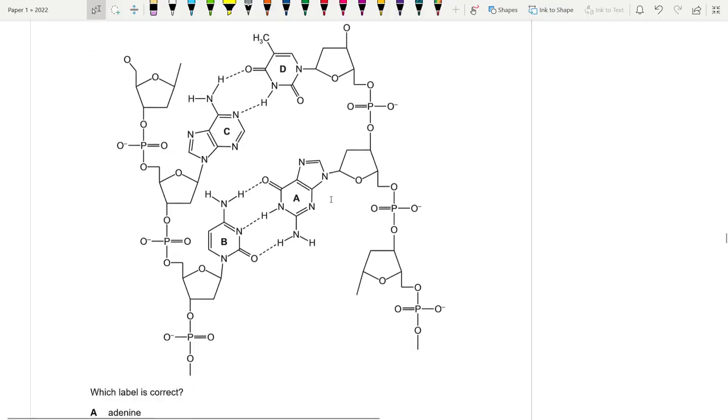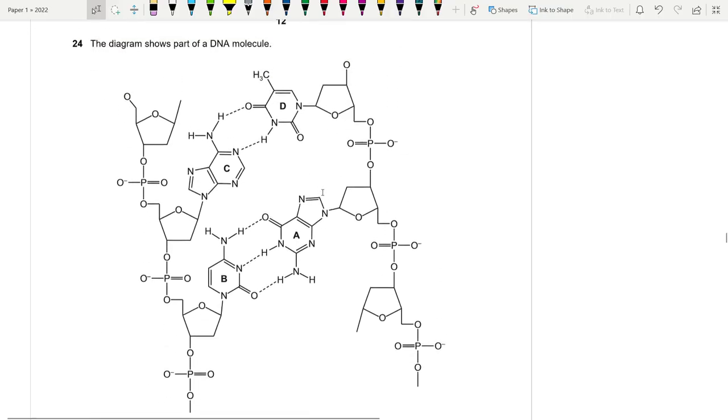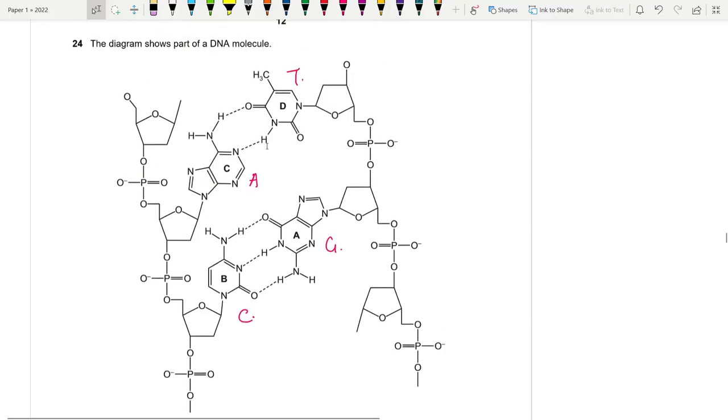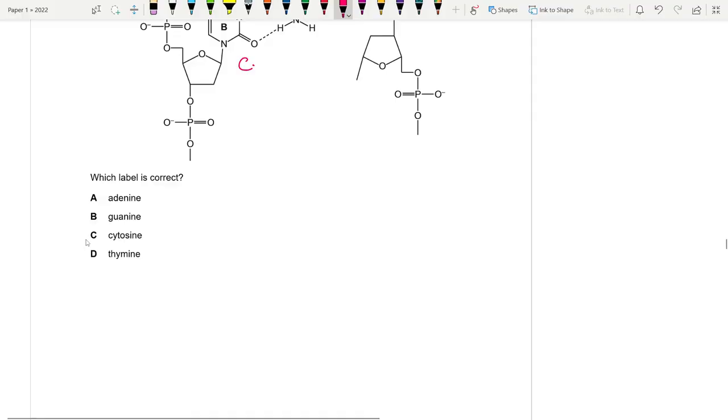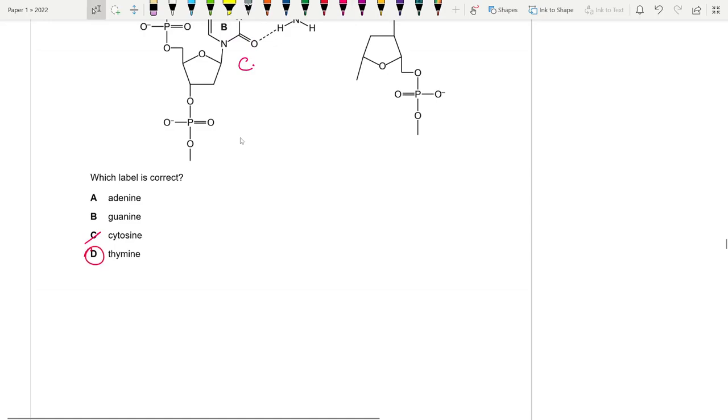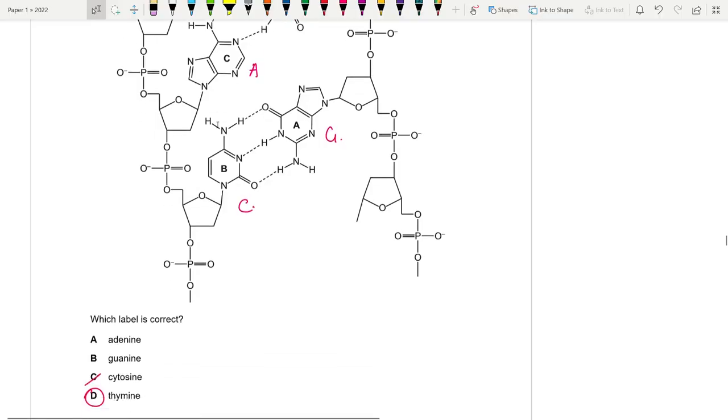The diagram shows part of a DNA molecule, which is labeled correctly? Remember, purines have double ring structures, adenine and guanine. So double ring with triple bond, that's guanine. Single ring with triple bond, that's cytosine. C is a double ring purine, this is adenine. D is a pyrimidine, that's thymine, which is labeled correctly. C is adenine, so C is wrong. D is thymine, D is correct. So I'm going to go with 24, D.